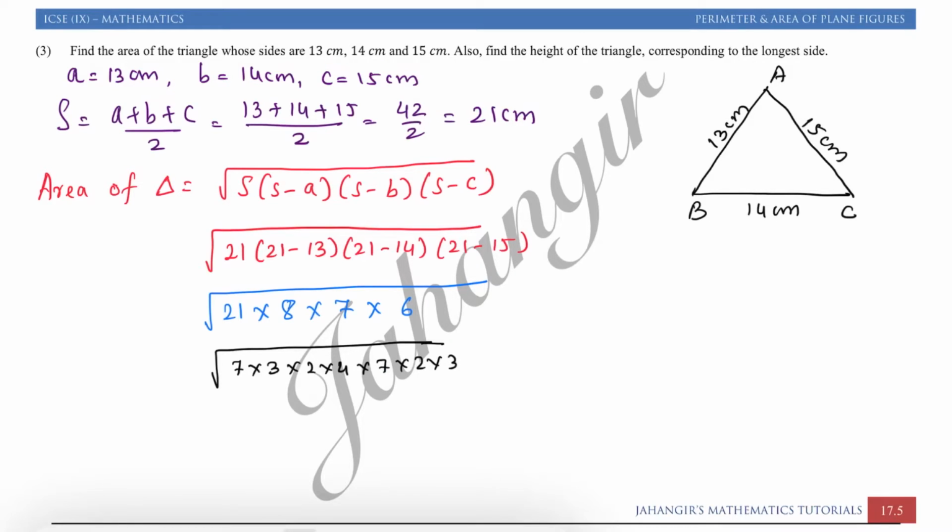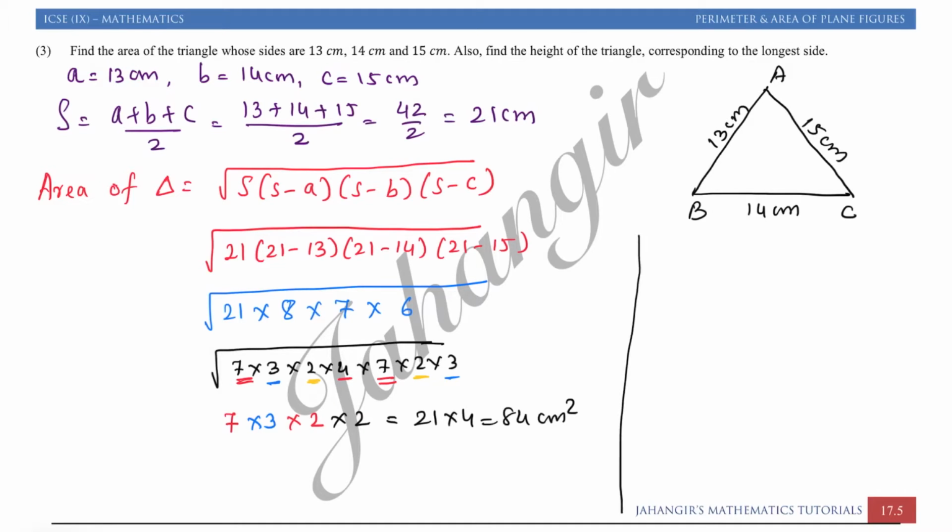Now we have two sevens as a pair in the square root, so we can write 7. Then we have 3, so we can write 3. Then if you see, 4 is itself a square number, so you can take the root of 4. And lastly we have 2 and 2 as one pair, so we can write into 2. So 7 3 is 21 into 4, which is 84 centimeter square.